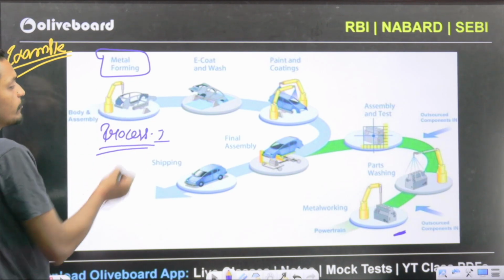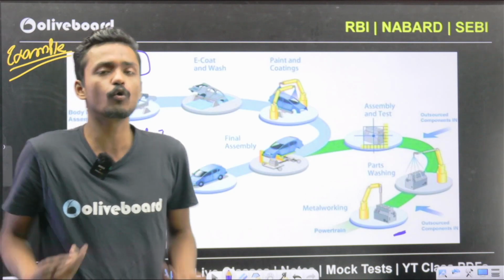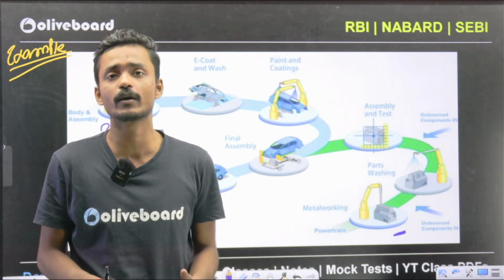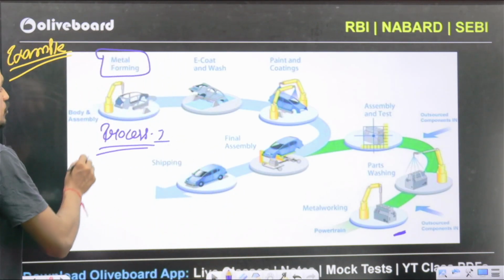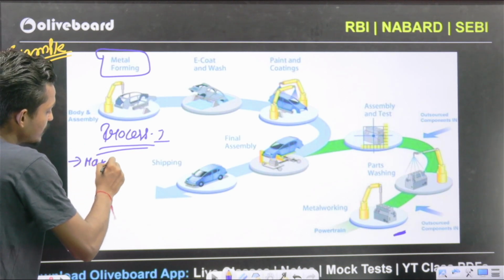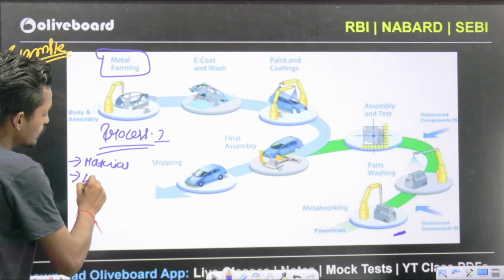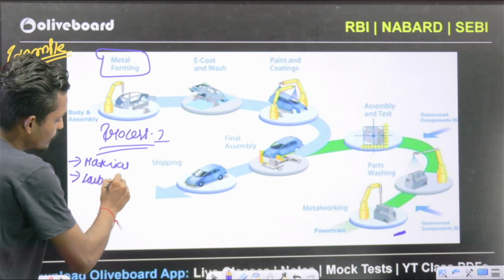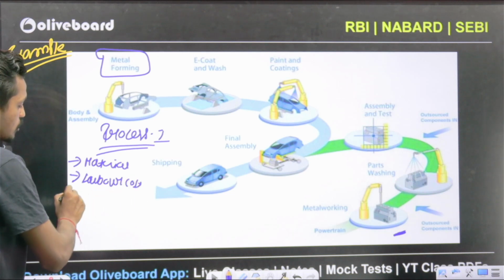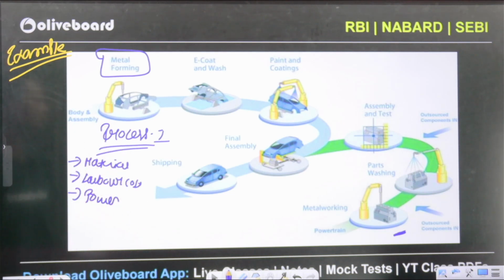Now this metal cannot be shaped on its own, so we need some kind of labor. In process 1 we first introduce the material, that is the direct material and also the indirect material, and for doing so we need some amount of labor, and we also incur labor cost, like the power that we are using, which is also an expense.